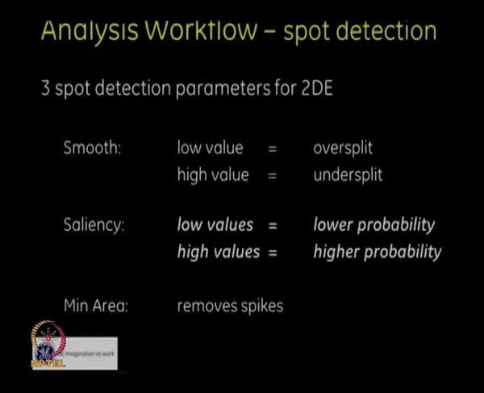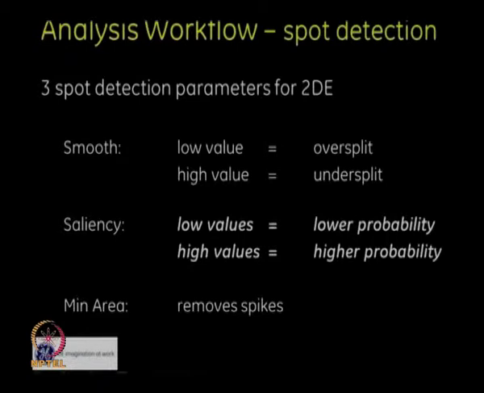When we look at the spot detection, there are 3 parameters it majorly gives you. The first is smoothness. When you set a lower smoothness, it oversplits the spots, like it tries to split the spots as many as possible. When you give a high value, it is undersplitting. So one can go through your image, see how it is splitting, and set that particular smoothness value.